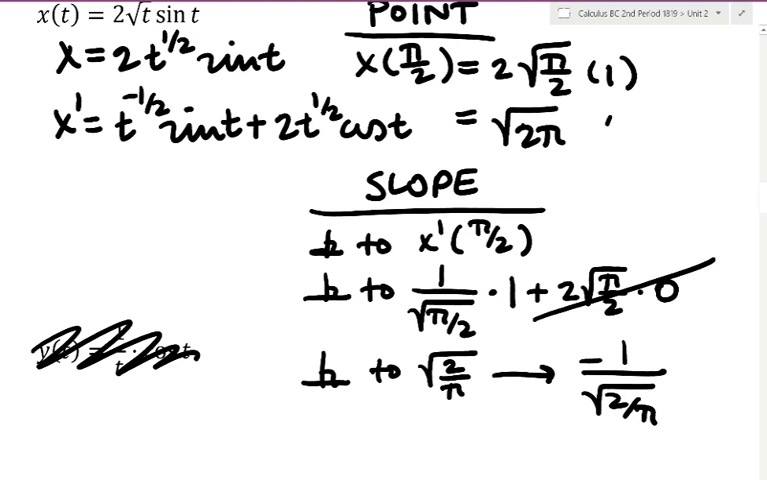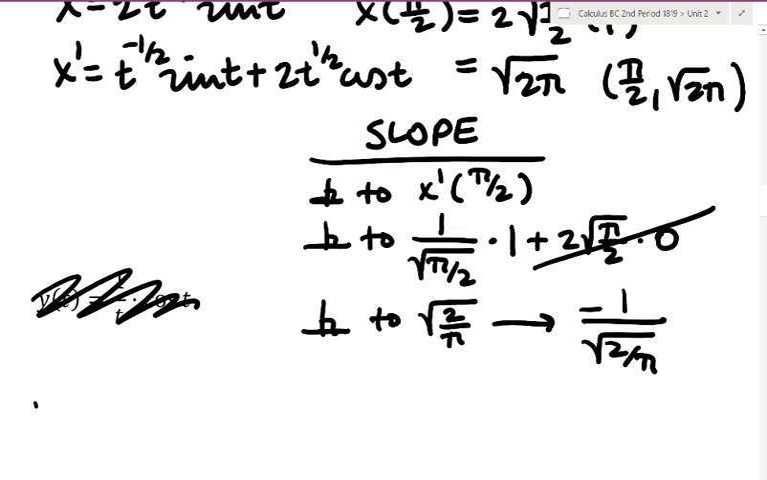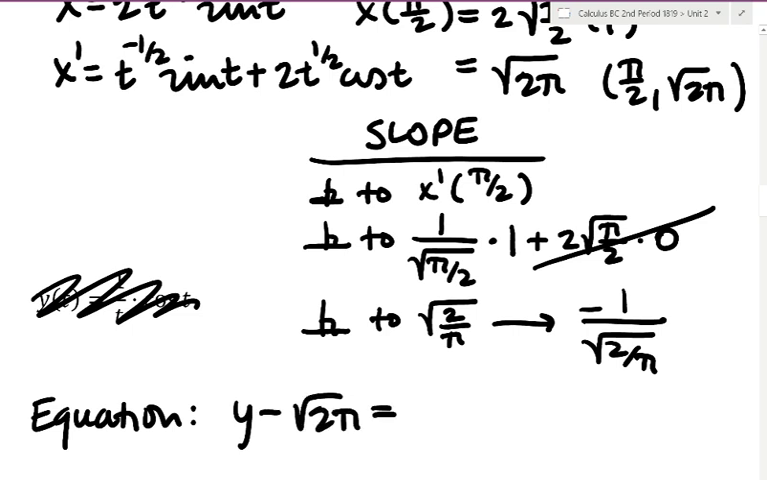We've got our point up here being pi over 2, square root of 2 pi. So a normal line would be y minus the square root of 2 pi is equal to negative square root of pi over 2 times x minus pi over 2.